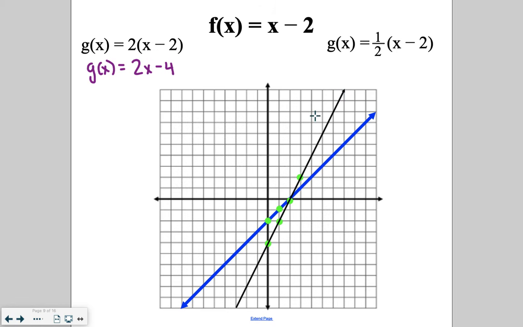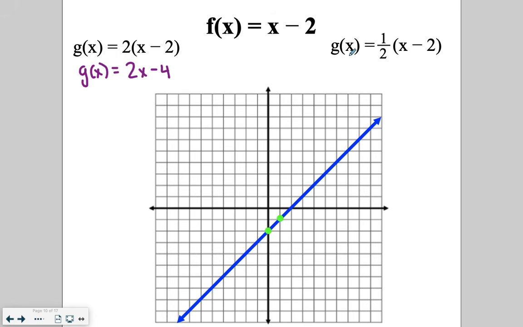So that's what it means to do a vertical stretch: you're taking it and you are pulling it out like a rubber band. Pulling a rubber band up and down, it's getting longer, it's getting steeper as you pull it up.